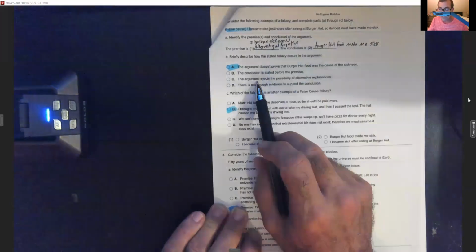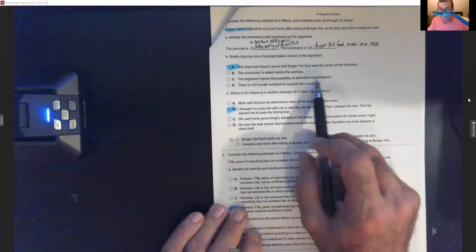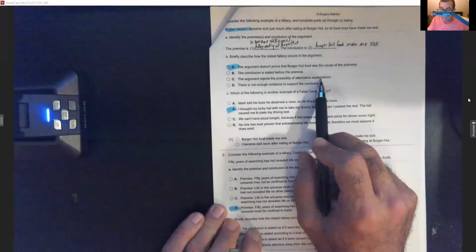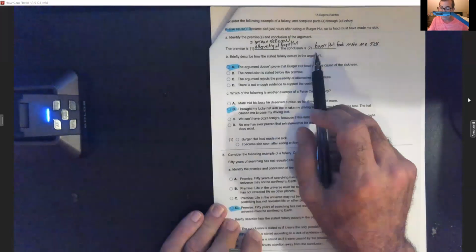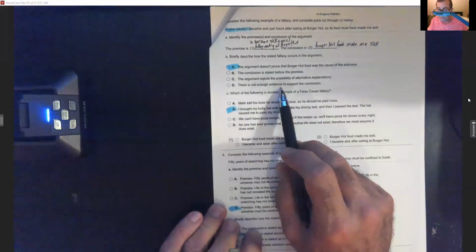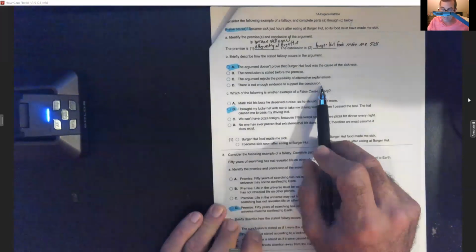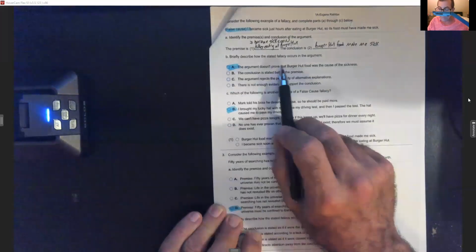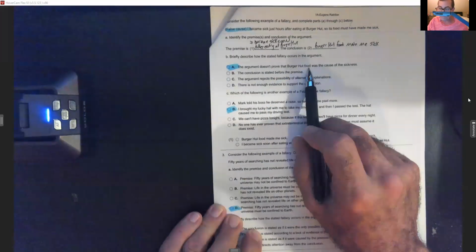The argument rejects the possibility of alternative explanations. It ain't rejecting those possibilities. It's just giving you this one conclusion. There's not enough evidence to support the conclusion. So you see how this is it? The argument doesn't prove that Burger Hut food was the cause of the sickness.